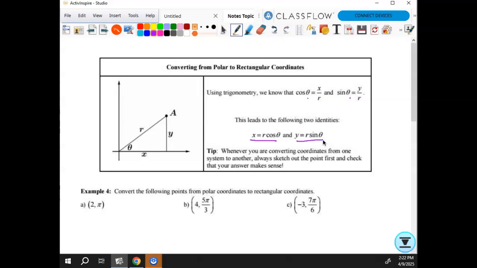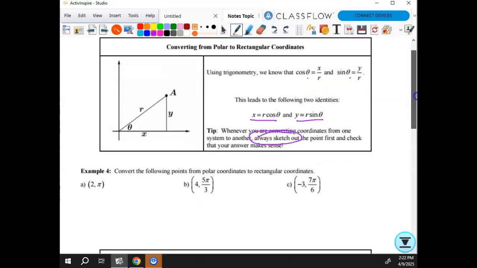Which is your mg cosine theta, mg sine theta in physics. It's also your x and y value for a circle that's not a unit circle, which was on your last test that so many of you seem to have never seen before. So this might seem like new information, which makes me sad, but it's not new information. But then here's a little tip, which is important. Whenever you're converting, always sketch out the point. All right, so let me show you what we mean by that, and let's convert.